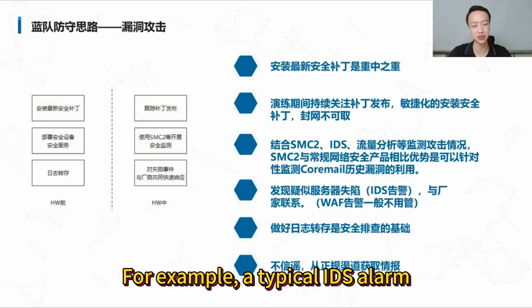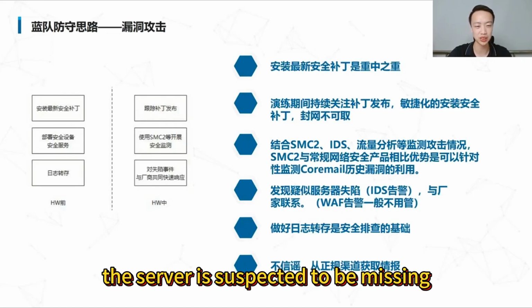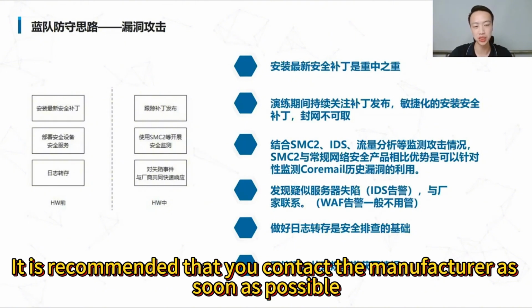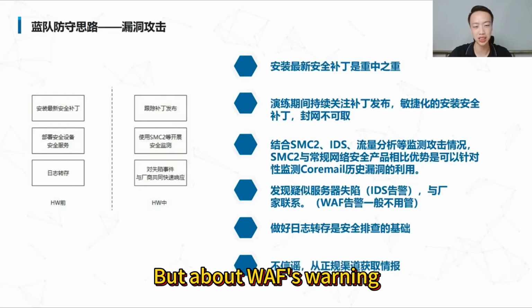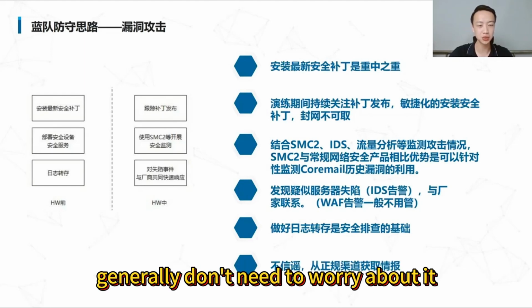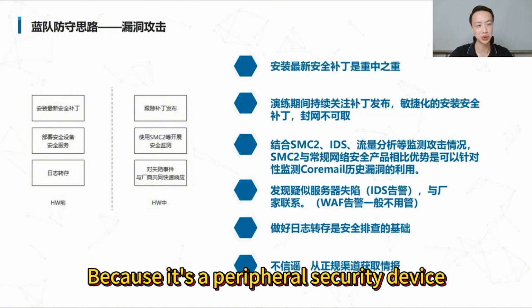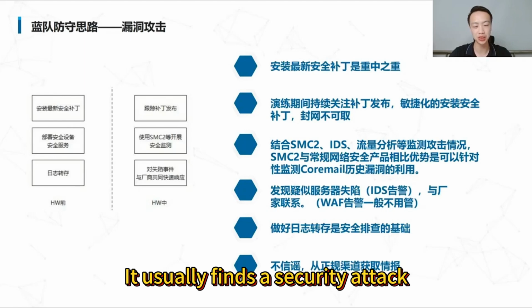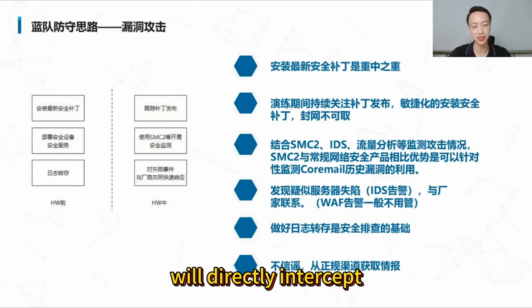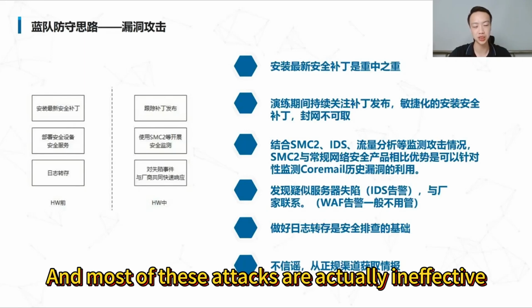For example, a typical IDS alarm saying the server is suspected to be compromised. At this time, it is recommended that you contact the manufacturer as soon as possible. But as for WAF's warnings, generally you don't need to worry about them, because it's a perimeter security device. When it finds a security attack, it will directly intercept it, and most of these attacks are actually ineffective.